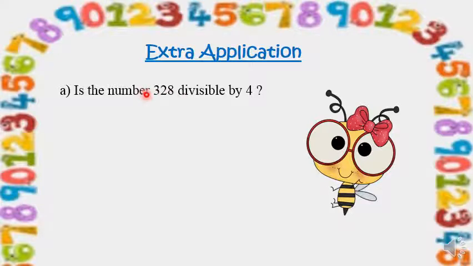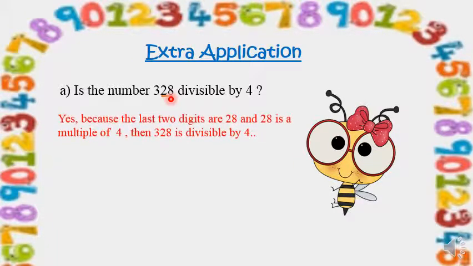Is the number 328 divisible by 4? What to do? We have to look at the last two digits, which are 28. Is 28 a multiple of 4? Think. Do we have 28 in the multiplication table of 4? Yes, because the last two digits are 28, and 28 is a multiple of 4. So this number will be divisible by 4.